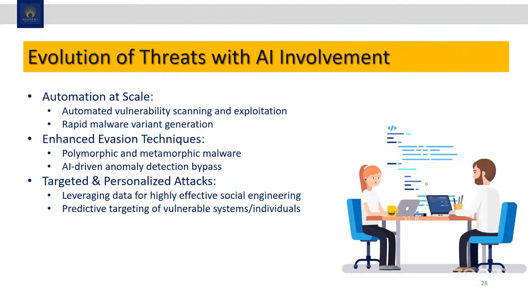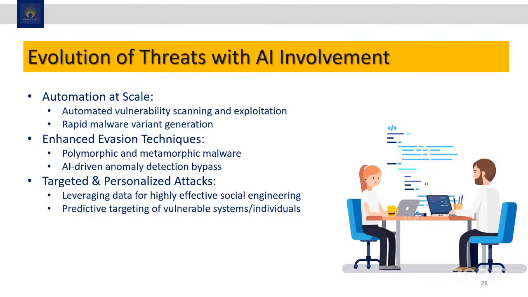Then this automation also leads to enhanced evasion techniques, which is the second point I noted there. AI can be used to develop polymorphic and metamorphic malwares. You know what I mean by polymorphic and metamorphic? These are code that can constantly change its form to avoid detection. That's like a code that is an AI on its own. So when it sees what is in place to detect it, it will switch and use another option.